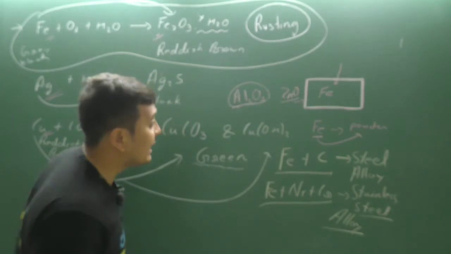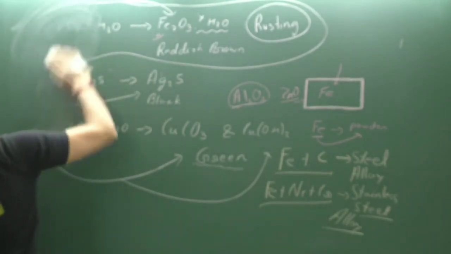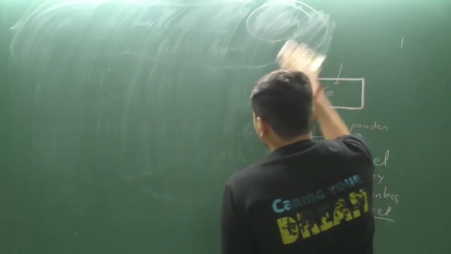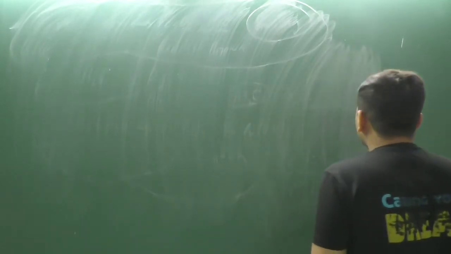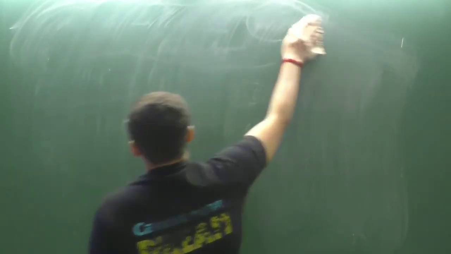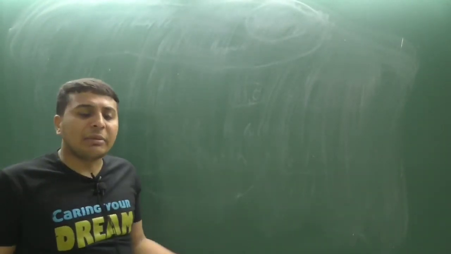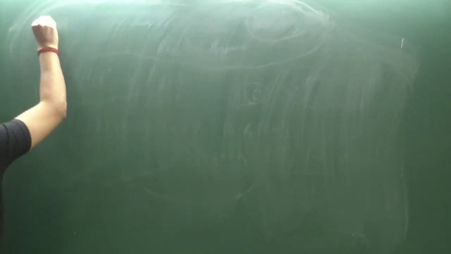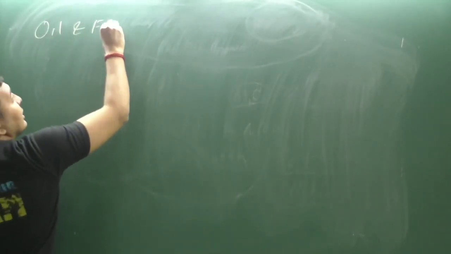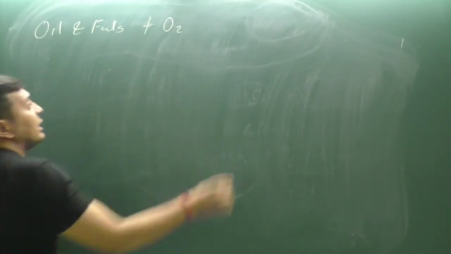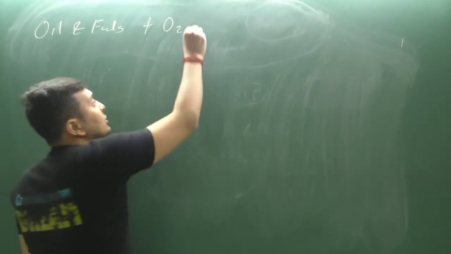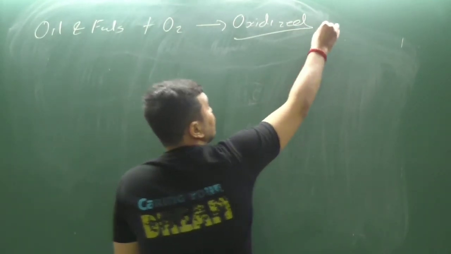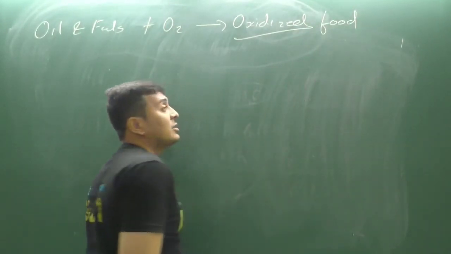Now let us move to the last topic of this chapter. What is the last topic of this chapter? That is rancidity. See, what is corrosion? Corrosion is the destruction of any metal. What is rancidity? It is a destruction of food. How? By any chemical process. When the food containing oil and fats comes in contact with oxygen or generally air, it gets oxidized. Clear? So this is oxidized food. Clear? So that is known as rancid.